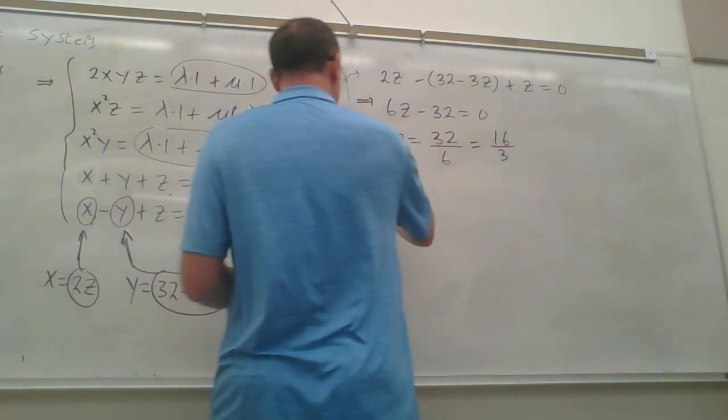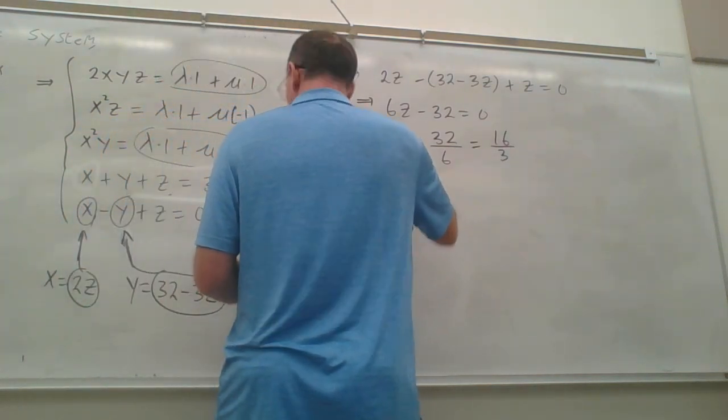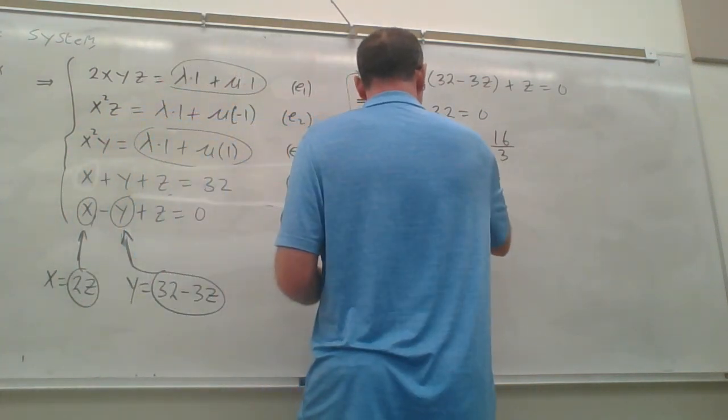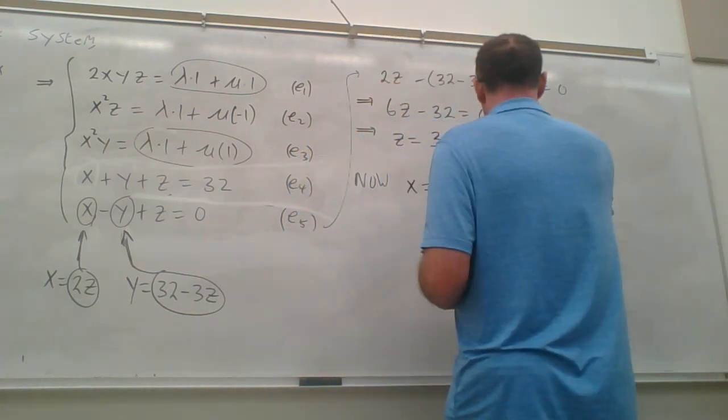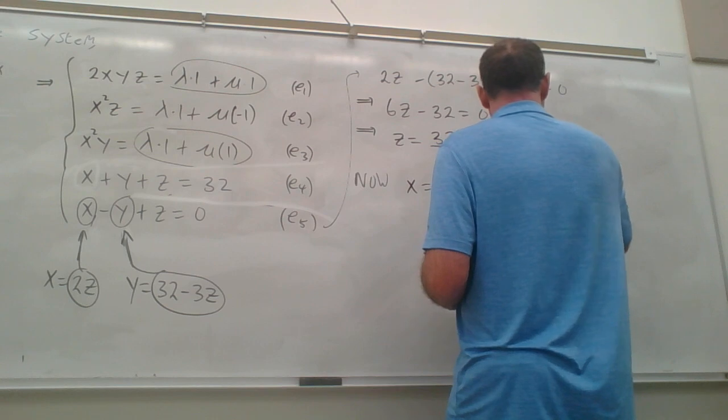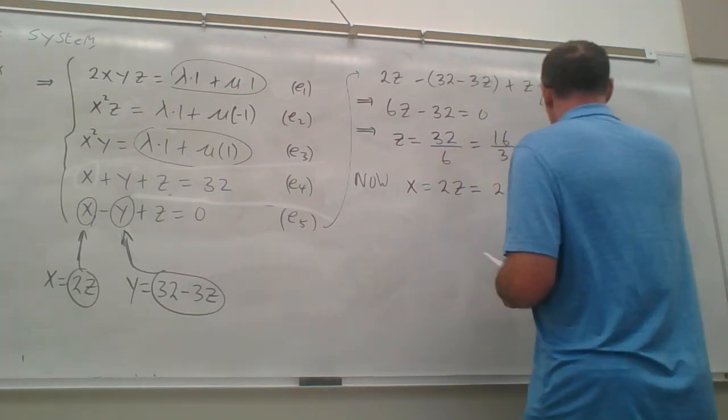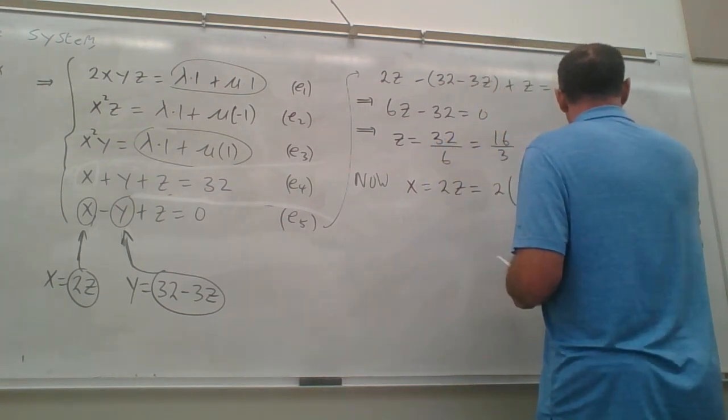So now x equals 2z implies that 2 times 16 over 3 is my x. So it'll be 32 over 3.